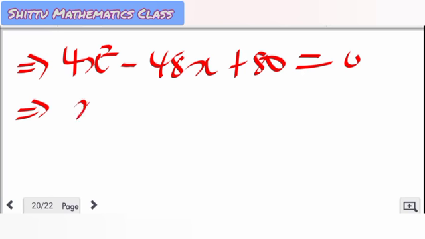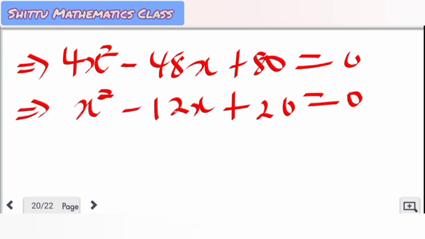This one also by 4, we are going to be having minus 12x. Are you getting it now? This one also by 4, so we are going to be having plus 20 equals 0. Do you understand now?